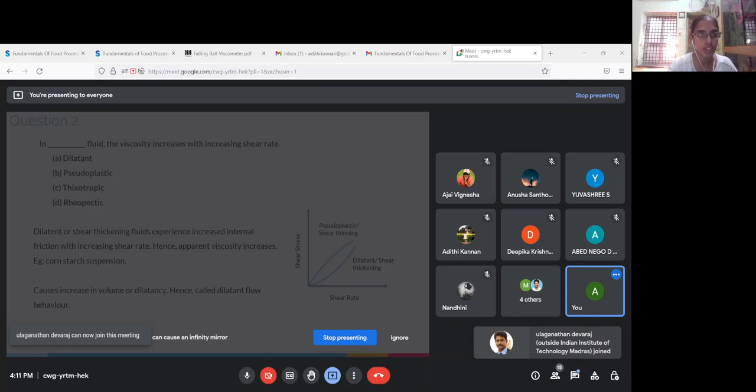An example of this is cornstarch suspension. If you keep on stirring cornstarch and give it an increasing shear rate, you will actually see that the fluid starts thickening. So viscosity increases in such dilatant fluids. So the correct answer to this question is option A.